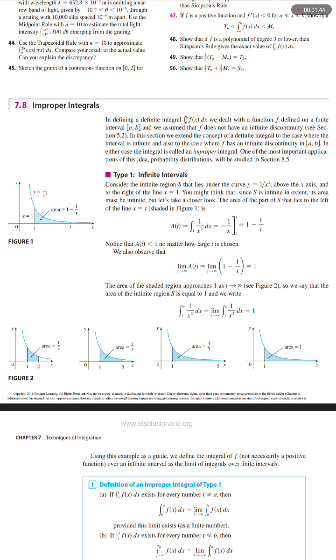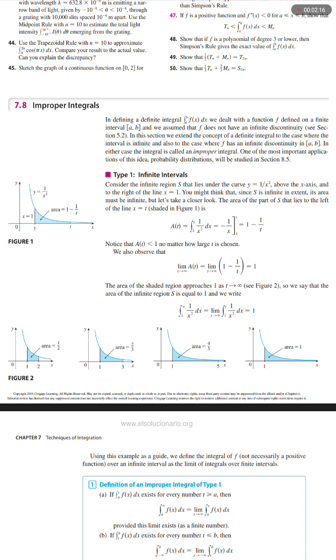Back to the text, type 1. Infinite intervals. Consider the infinite region S that lies under the curve y equals 1 over x squared, above the x-axis, and to the right of the line x equals 1. You might think that since S is infinite in extent, its area must be infinite. But let's take a closer look.